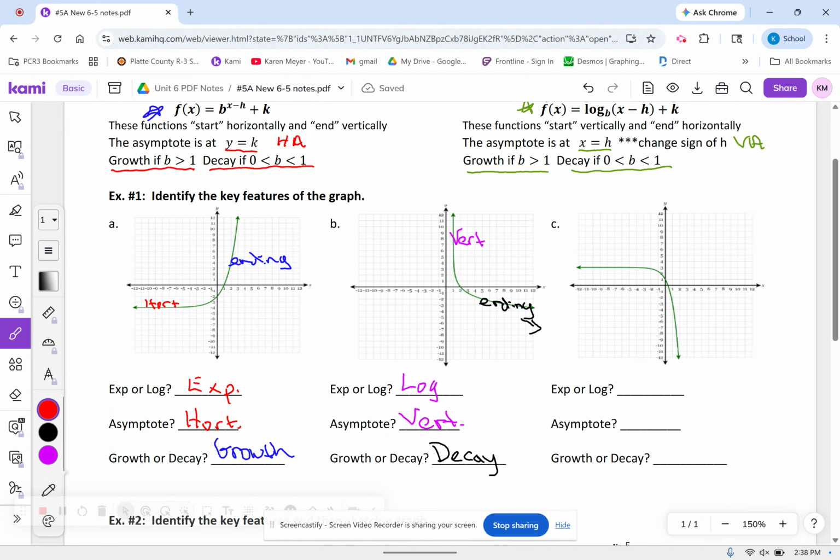Okay, C. If I look at C, I'm going to notice right here this flat piece where it's starting. That flat piece is horizontal. Okay, and if that flat piece is horizontal, then that means it's going to be exponential. And if it's exponential, it's going to have a horizontal asymptote.